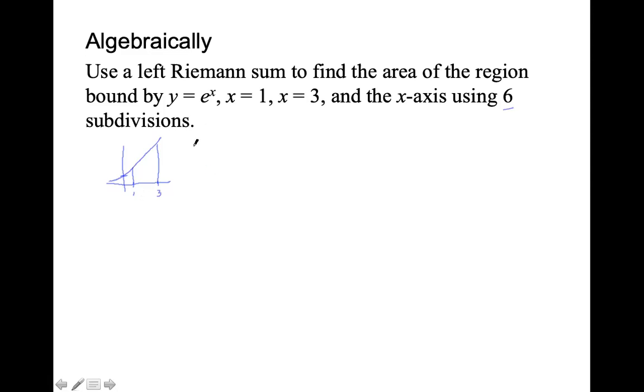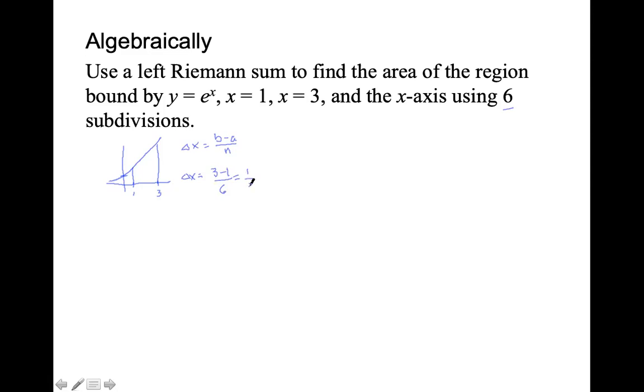So remember to find that change in x, to find that width of each rectangle, my delta x is b minus a divided by n, where n is the number of rectangles or the number of subdivisions. So in this case, our delta x is going to be 3 minus 1 divided by 6, because we need 6 subdivisions. So simplifying that, 3 minus 1 is 2, 2 over 6.